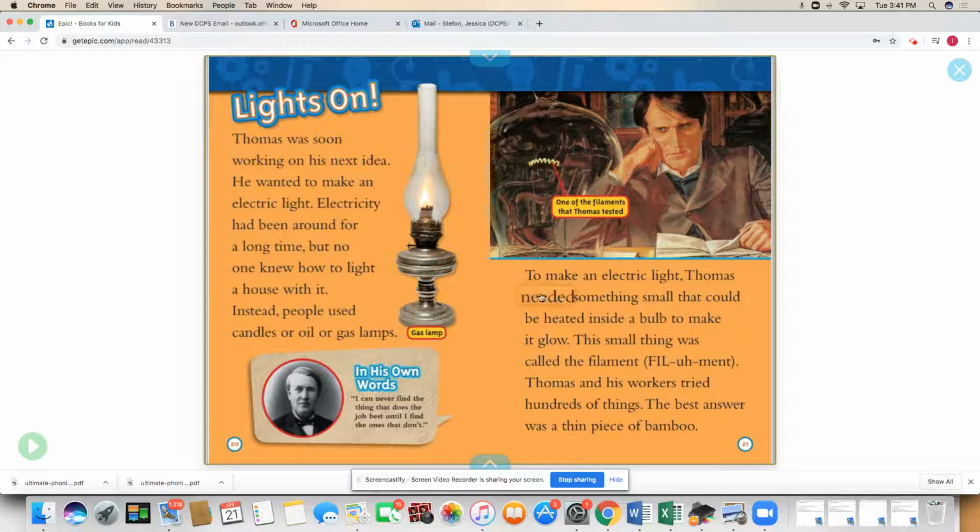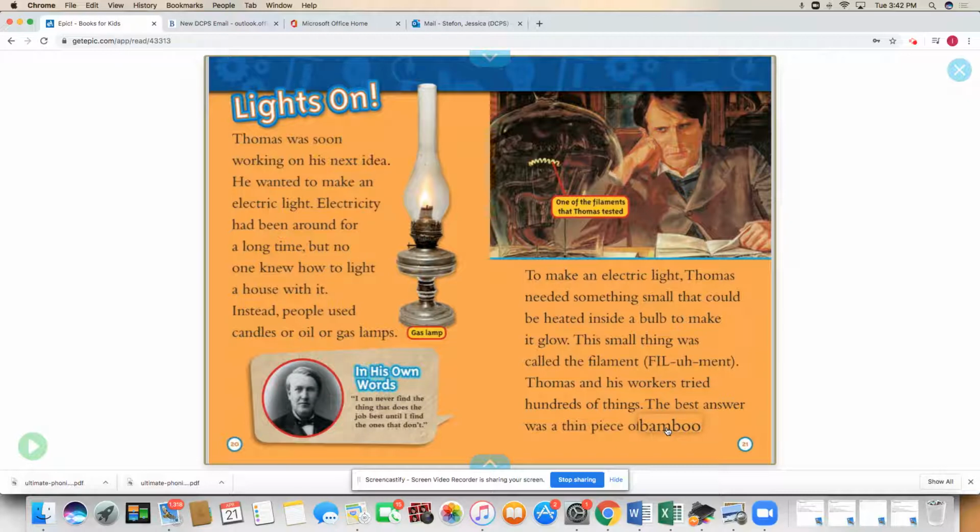And again, I'll read this page just so it doesn't start over again. To make an electric light, Thomas needed something small that could be heated inside a bulb to make it glow. This small thing was called the filament. Thomas and his workers tried hundreds of things. The best answer was a thin piece of bamboo. And there we go, talking about his process of discovery again, right? We're always going back to these guiding questions.